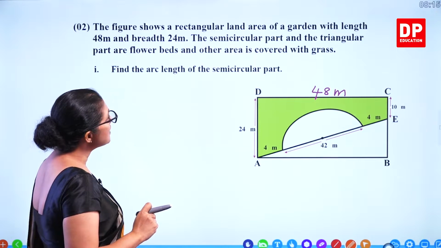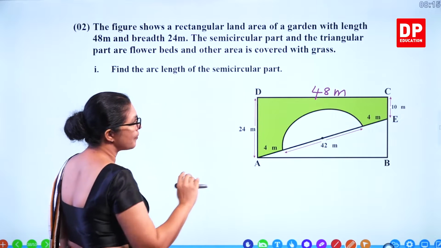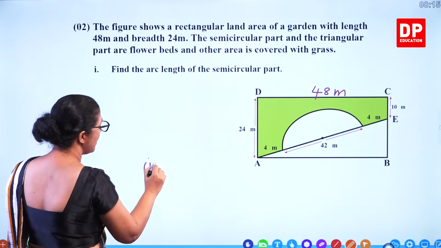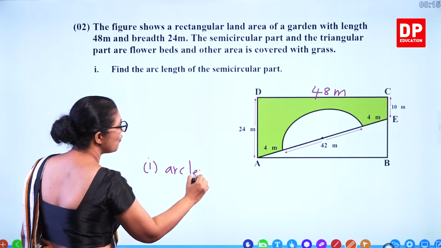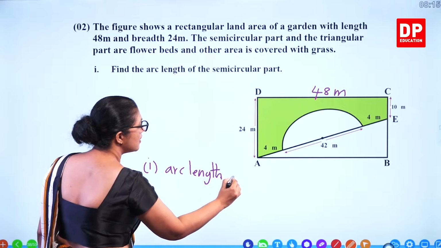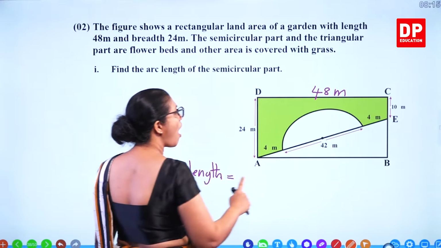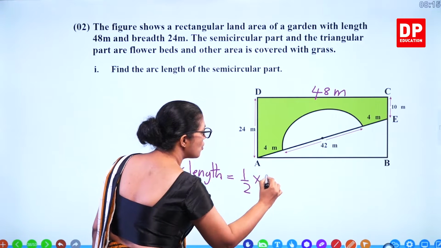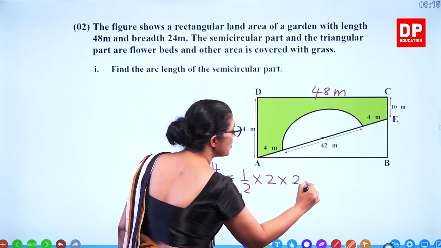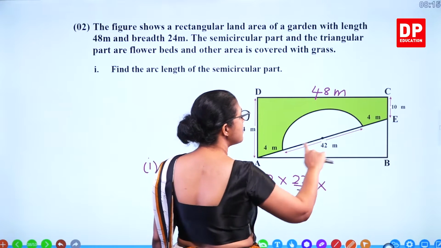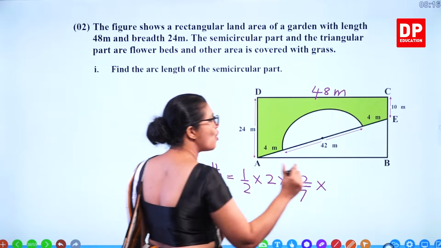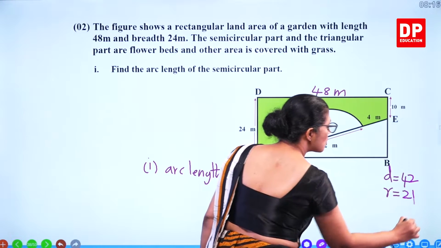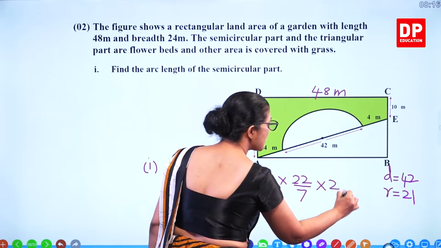Find the arc length of the semicircular part. So we'll do the first part, arc length. How do you find out the arc length? This is a semicircle. So half into 2 pi r. Half 2 pi. Pi is 22 over 7. And what is the radius? This is the diameter, 42. 42 is the diameter. Divide by 2. That's 21 is the radius.